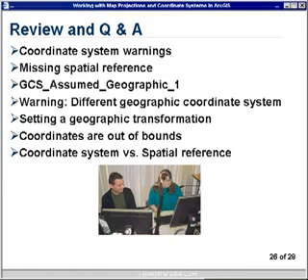So now we're in our final review and question and answer session. We talked about various coordinate system warnings, including the missing spatial reference warning if your data doesn't have any coordinate system information. We talked about the assumed geographic coordinate system warning. We also talked about the warning message about different geographic coordinate systems. You may need to set a geographic transformation. And then we looked at how you set a geographic transformation. We also talked about when you get a message about coordinates being out of bounds and what to do about that. And that led us into speaking about the coordinate system versus the spatial reference in the XY domain. So now Ian and I will answer a few more of your questions.